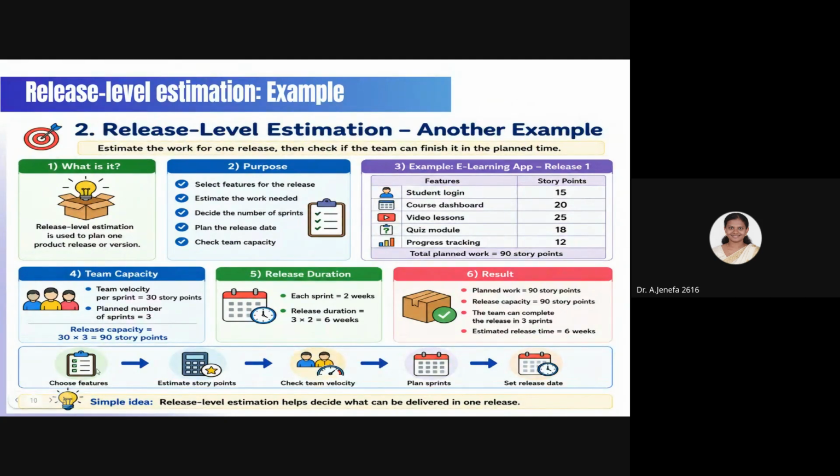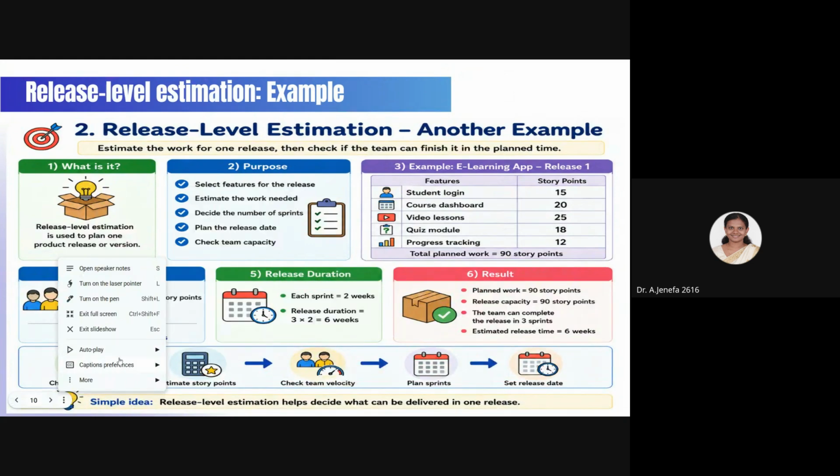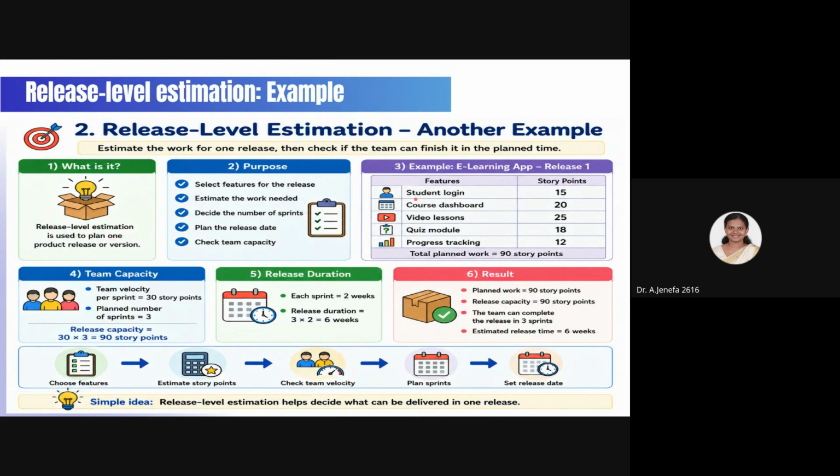And these are all the user stories identified. What are all the user stories? Student login, then course dashboard, video lesson, quiz module. So these are all the user stories, and their points are 15, 20 and so on. By adding all these, we have 90. The total planned work for release version 1 is 90 story points. And we need to calculate team capacity, release duration, and the complete work for this app. So what is the release capacity?